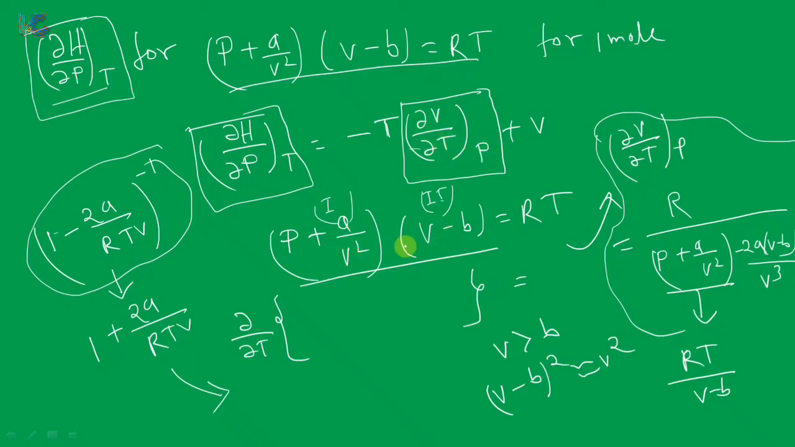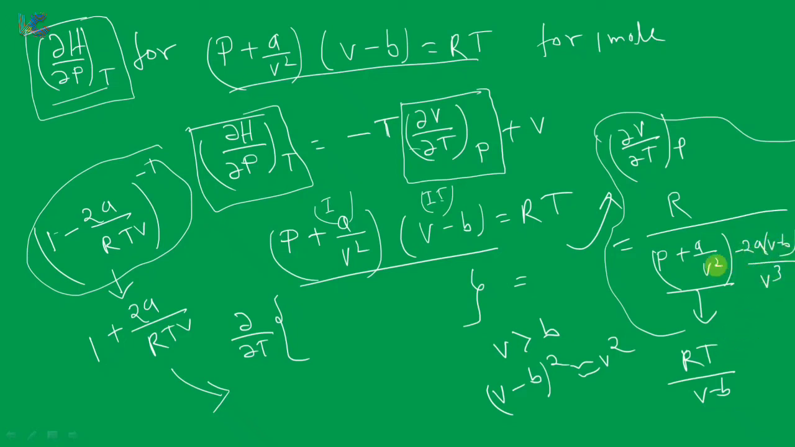So this is function 1, this is function 2. If you keep function 1 as constant, then do the derivative of function 2, plus you keep function 2 as constant and then do the derivative of function 1 with respect to T at constant P. Then if you do this and simplify, you will get del V del T at constant P is equal to R by P plus A by V square into 2A minus 2A V into V minus B by V cube.